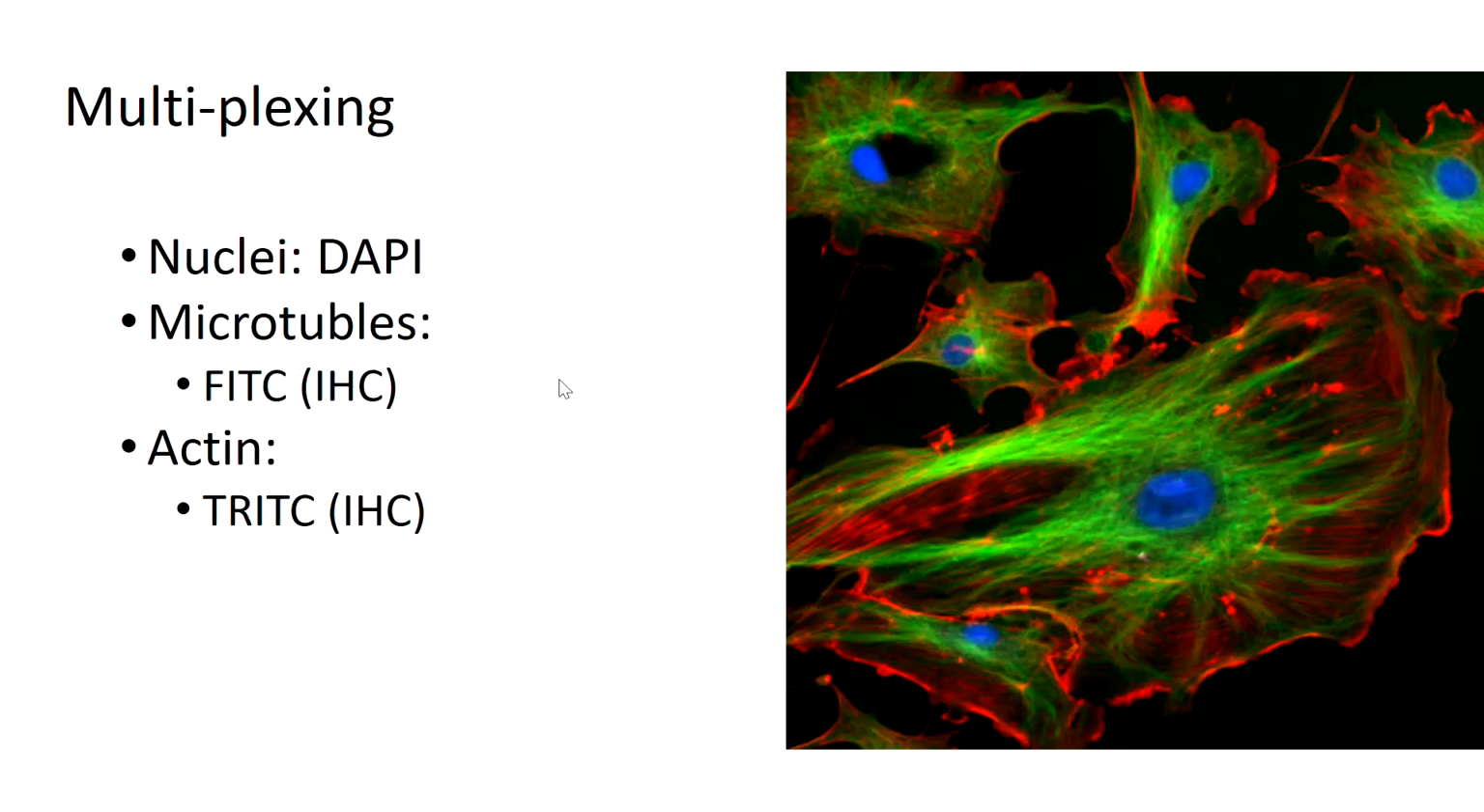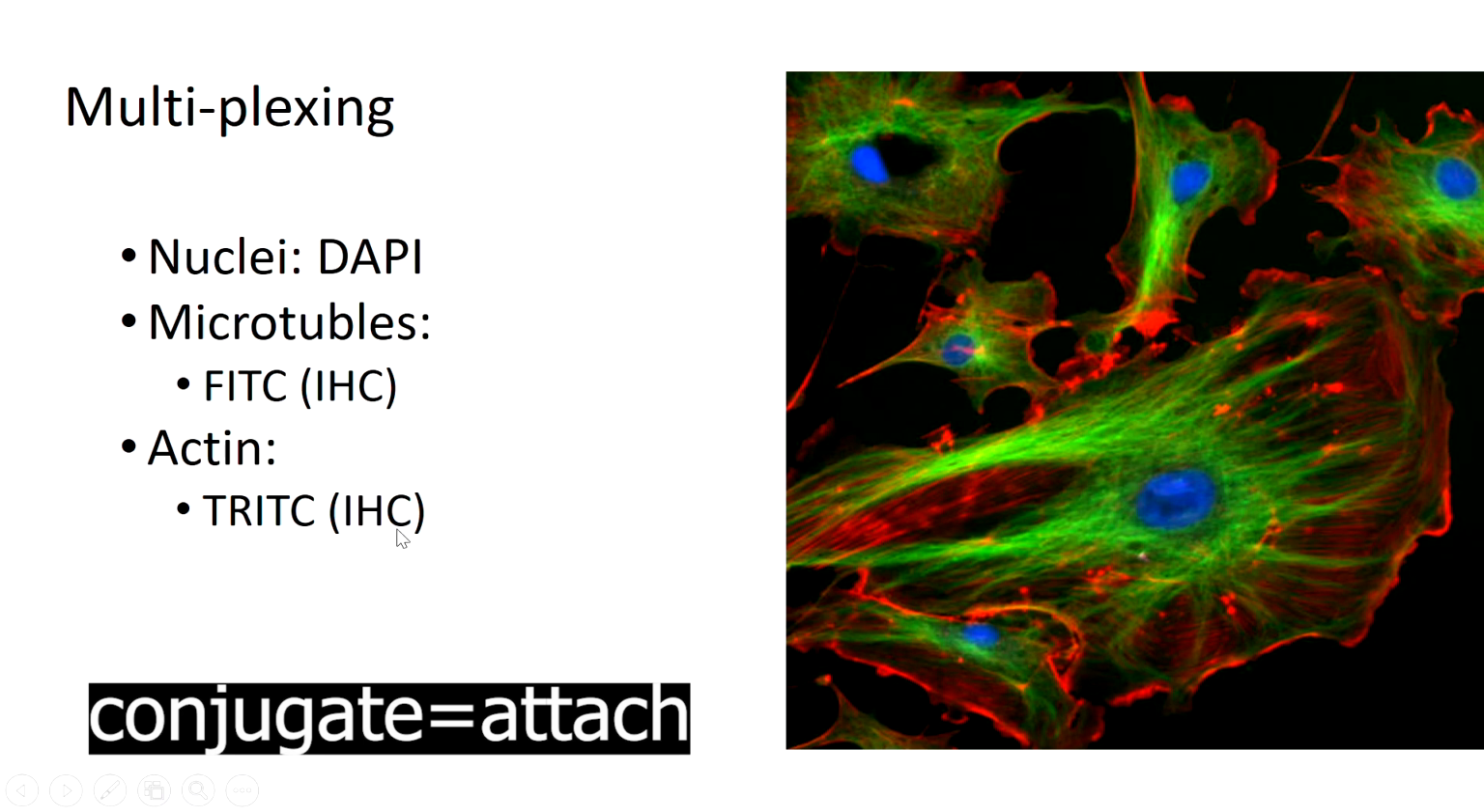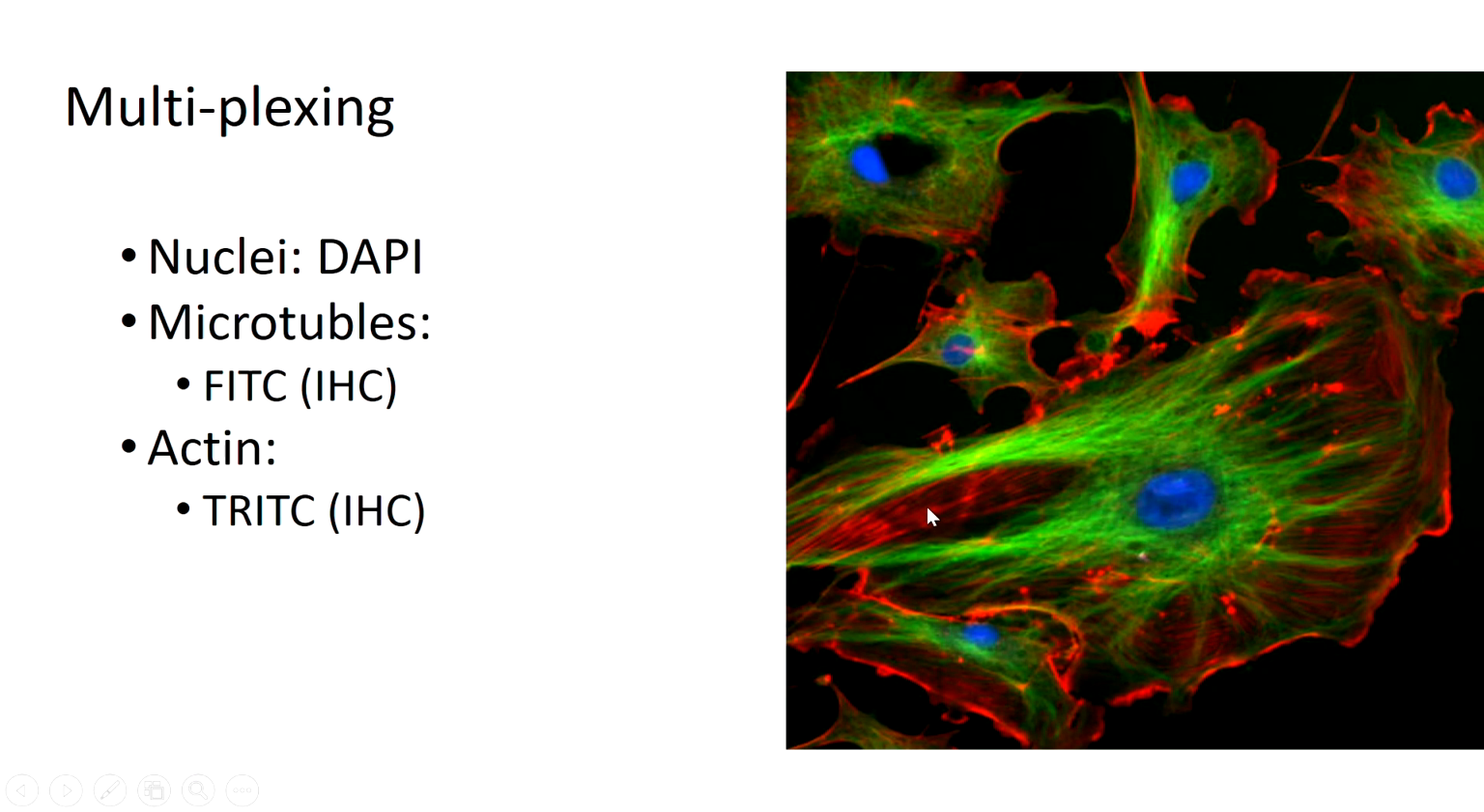So here is an example of using DAPI with other fluorophores together. The blue one, that's the nucleus, that's DAPI. And the green part is FITC, conjugated with antibodies. This antibody will bind to microtubules, so that's FITC. And then actin was stained by TRITC. That's the red one. TRITC was bound to antibodies, so they will be able to stain actin. Again, if you just stain the cell with FITC and TRITC by themselves, you are not going to see anything. They have to be conjugated, which means attached to an antibody, to stain.